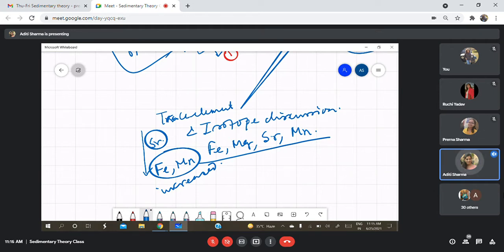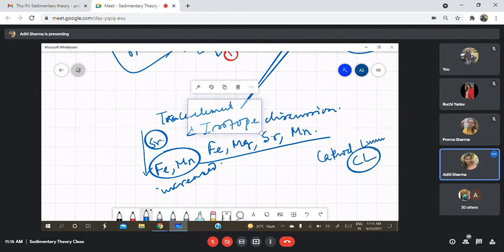This is also identified based on the cathodoluminescence, the CL structure of the carbonate. The most CL enhancement, that is, the brightest luminescence. When will the carbonate give the brightest luminescence? When the carbonate has the highest manganese.